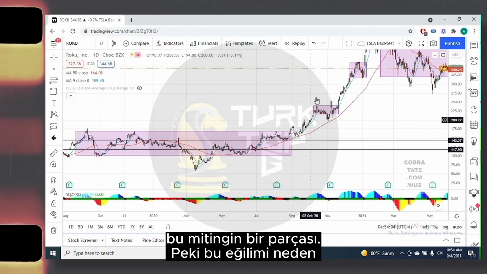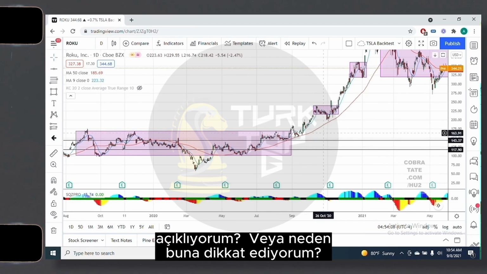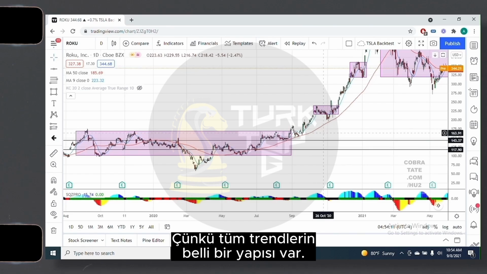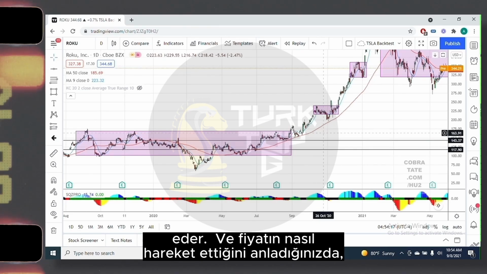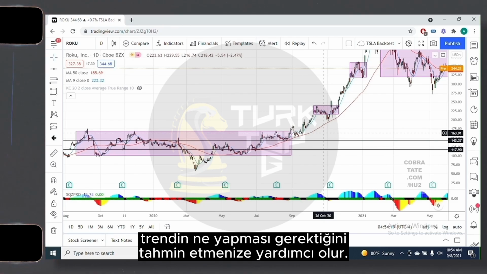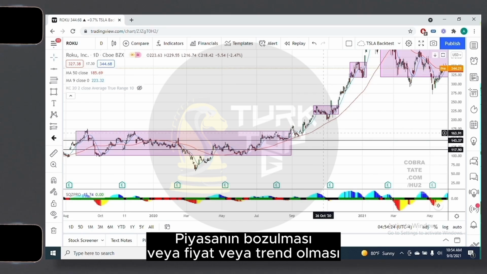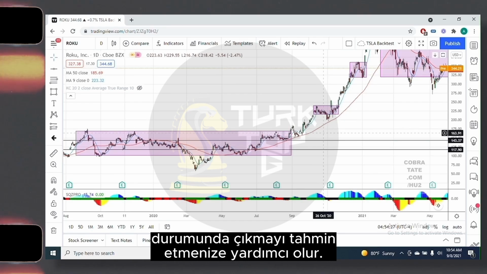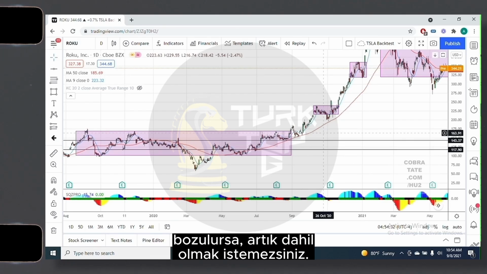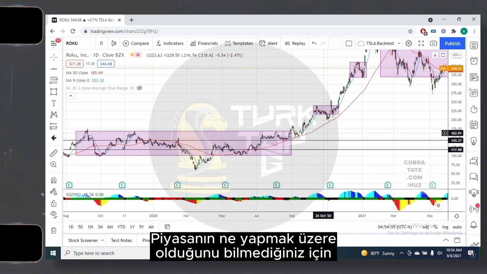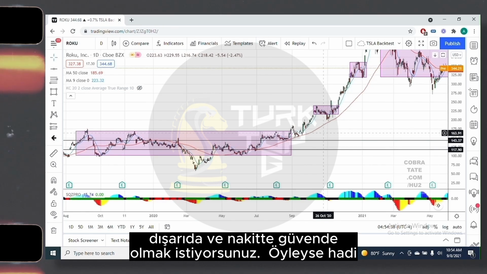So why am I explaining this trend, or why am I paying attention to this? It is because all trends have a certain structure. Once a trend starts, the price moves in a certain way. And once you understand how the price moves, it helps you anticipate what a trend should do. It helps you anticipate when to get out in case the market breaks down, or the trend structure breaks down. If the trend structure breaks down, you don't want to be involved anymore. You want to be out in cash, safe, because you don't know what the market is about to do.